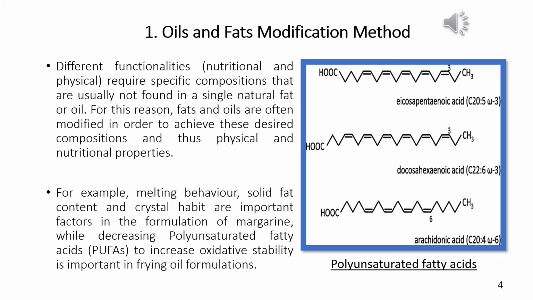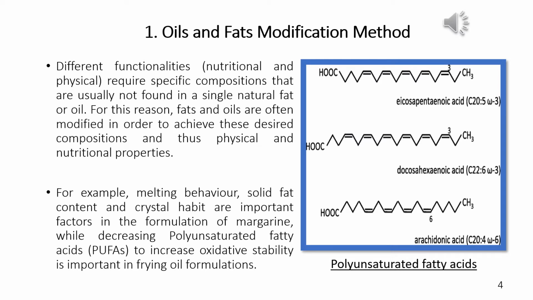First step is oil and fats modification methods. Oil and fats require different nutritional and physical properties. Usually all the nutritional and physical properties are not present in a single oil or fat. For this purpose, we modify the oils to acquire the physical and nutritional properties. For example, we add different types of minerals or vitamins like vitamin A and D in the oil to acquire the physical and nutritional properties.